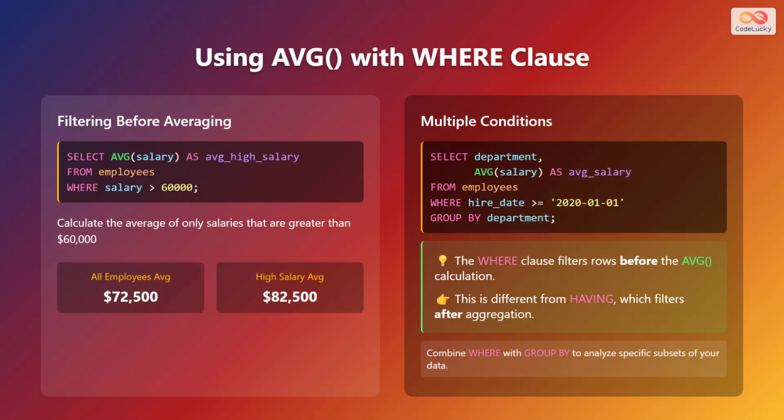The average function can also be used with a WHERE clause to calculate the average based on certain conditions. For example, SELECT AVG(salary) AS average_high_salary FROM employees WHERE salary > 60,000, calculates the average of only salaries that are greater than $60,000. The WHERE clause filters rows before the average calculation. This is different from HAVING, which filters after aggregation. Combining WHERE with GROUP BY allows us to analyze specific subsets of the data. In this case, the average salary for all employees is $72,500, while the average of higher salaries is $82,500.